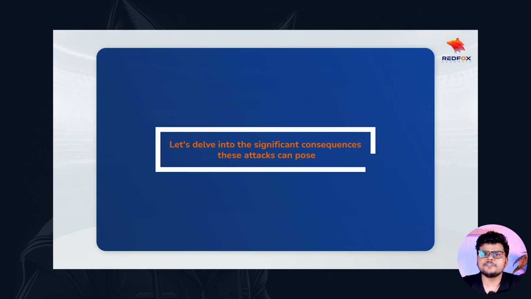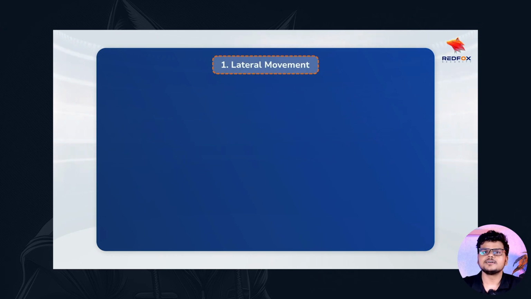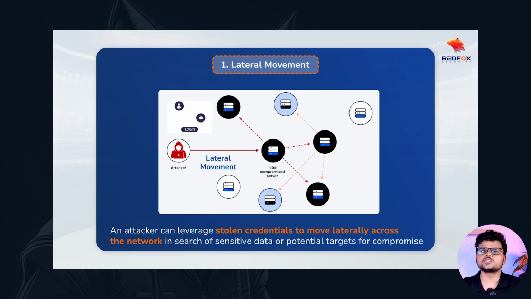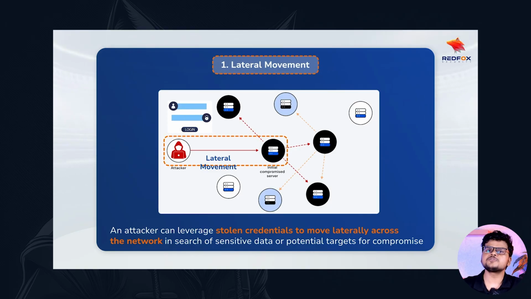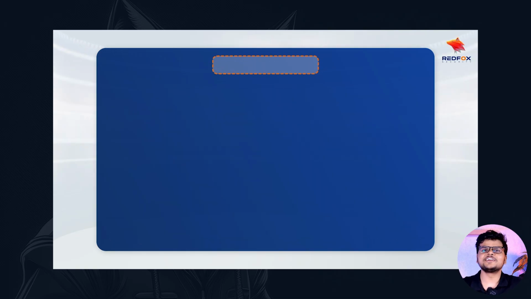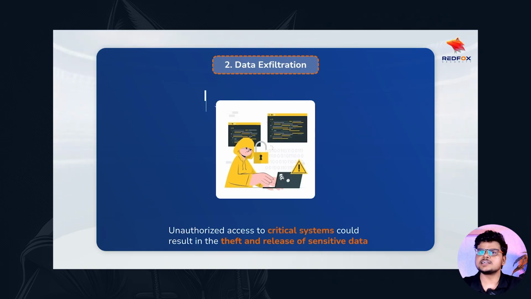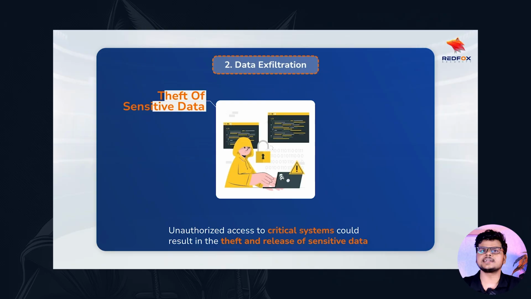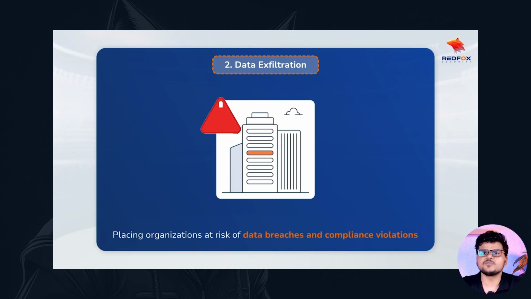Let's delve into the significant consequences these attacks can pose. Lateral movement. Once gaining access to one machine, an attacker can leverage stolen credentials to move laterally across the network in search of sensitive data or potential targets for compromise. Data exfiltration. Unauthorized access to critical systems could result in the theft and release of sensitive data, placing organizations at risk of data breaches and compliance violations.